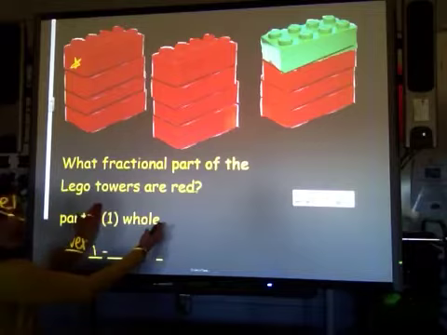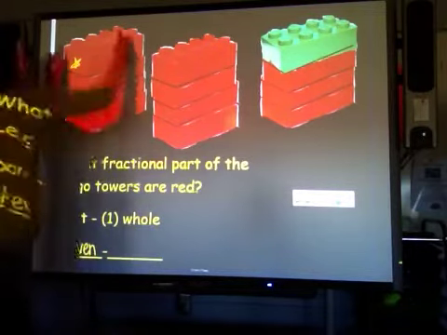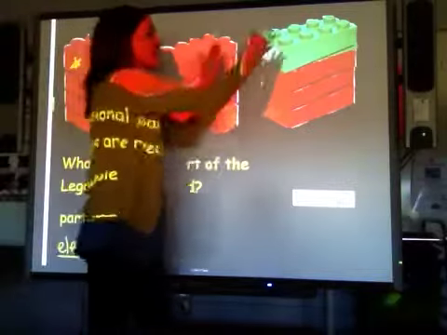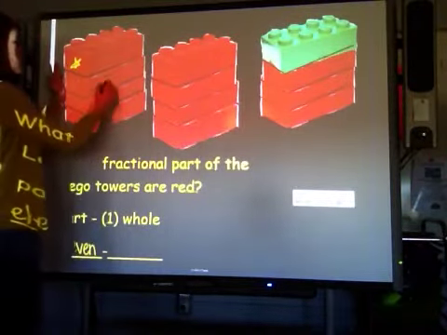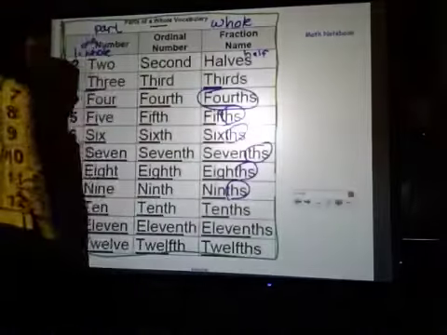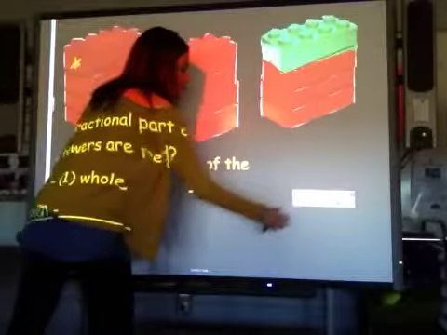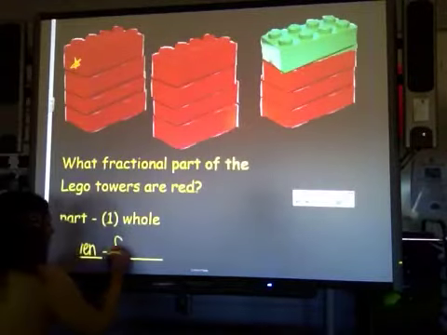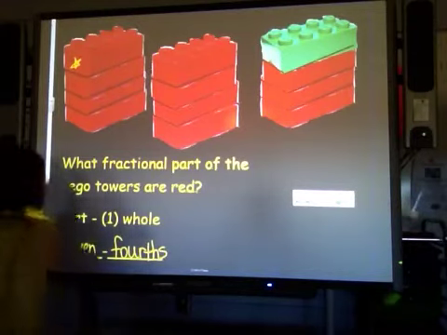Out of how many pieces or parts it takes to make 1 whole. So we have 3 whole Lego towers. But I want to look at 1 whole, and it takes 4 pieces. And if you put the fraction ending on 4, that's fourths.